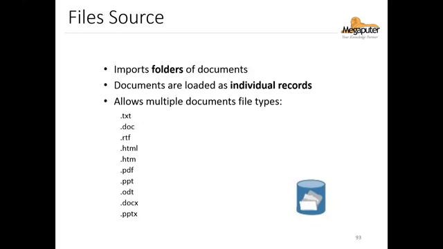Another popular data source node is the file source. The file source imports folders of documents. These documents are then loaded as individual records. So in other words, the folder is imported as a table with each document in the folder as a row in that table. So this node can also import multiple document file types, including HTML and PDF.